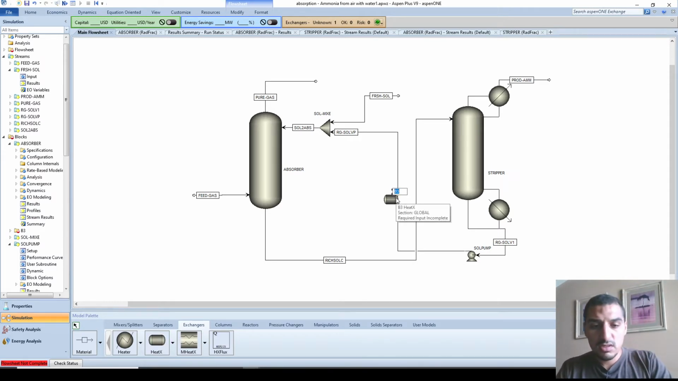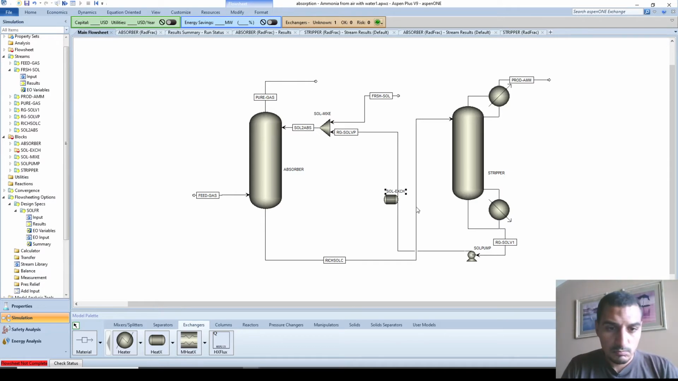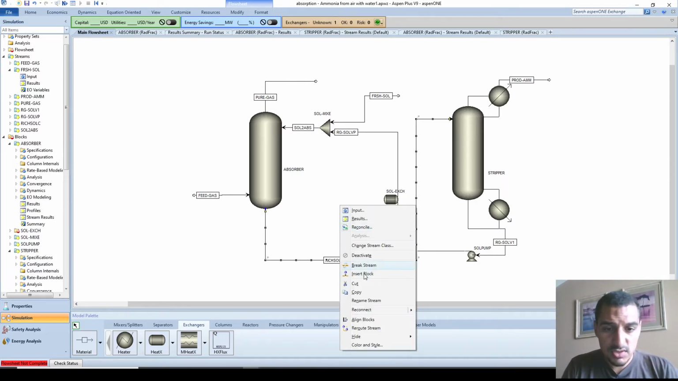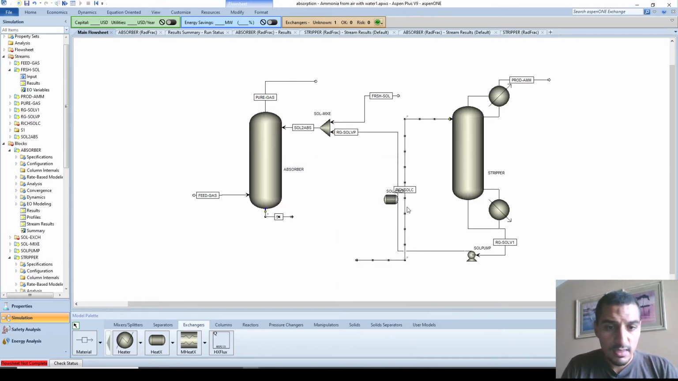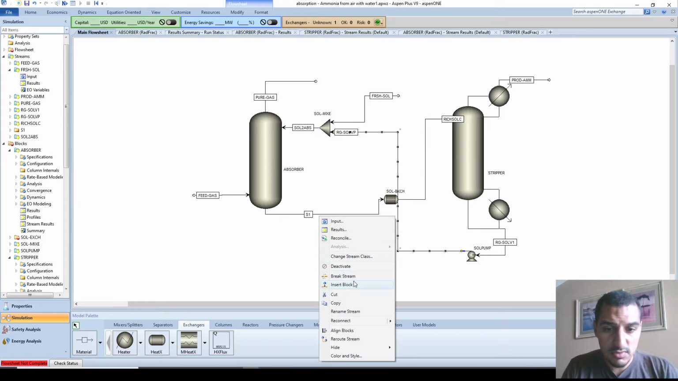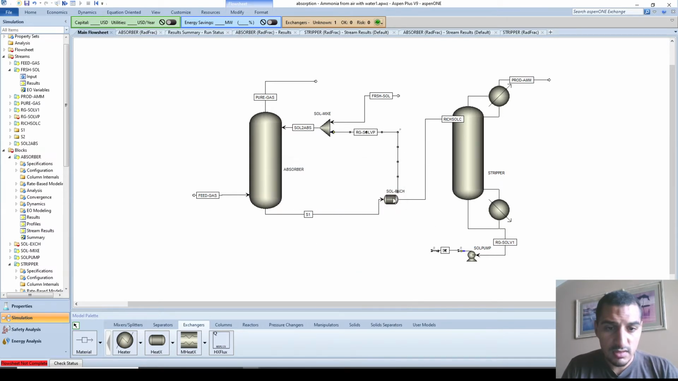So I'm gonna call it the solvent exchanger. I'm gonna break this stream and route this stream to go to the tubes. This is coming out of the tubes. I'm gonna break this as well. This is gonna go into the shell.